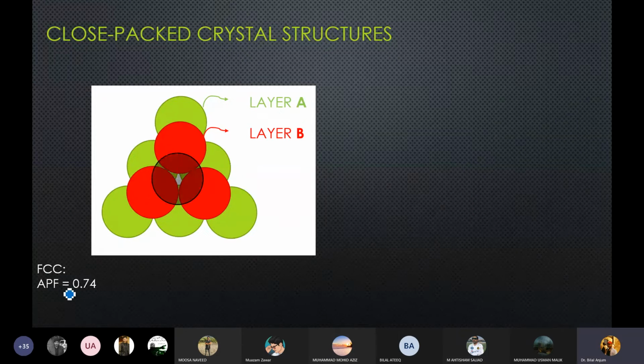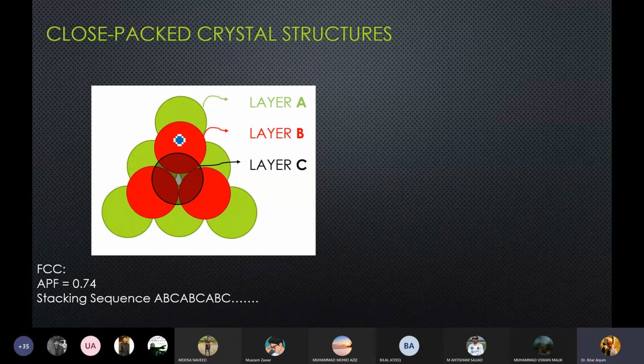So this third layer would occupy the other cavity which is left, in order to have layer C. This would give FCC the densely packed structure. So in FCC, the stacking sequence is ABC, ABC, ABC. Now the layer on top of layer C would again be layer A, then layer B, then layer C. So this is how the stacking sequence in FCC continues.